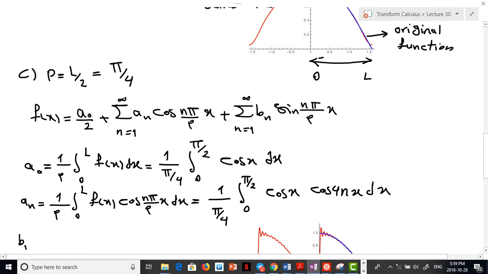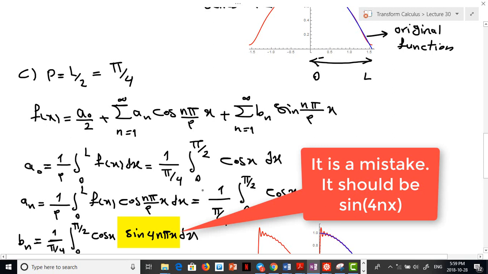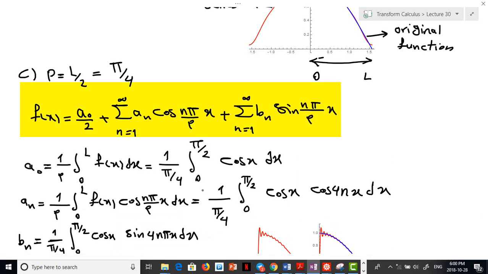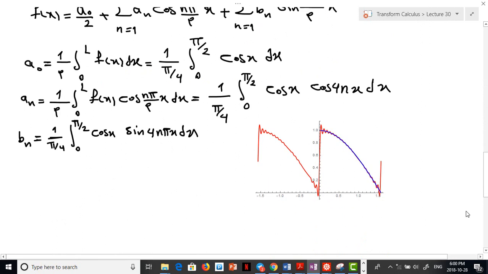b_n is the same, so it's equal to 1 over p, which is pi over 4, the integral from 0 to pi over 2, which is L, f(x) is cosine x times sine n pi over p x, which is sine 4nx, dx. So now you have a0, a_n, and b_n. You can plug them into the Fourier series equation that we have, and you will end up with these plots.